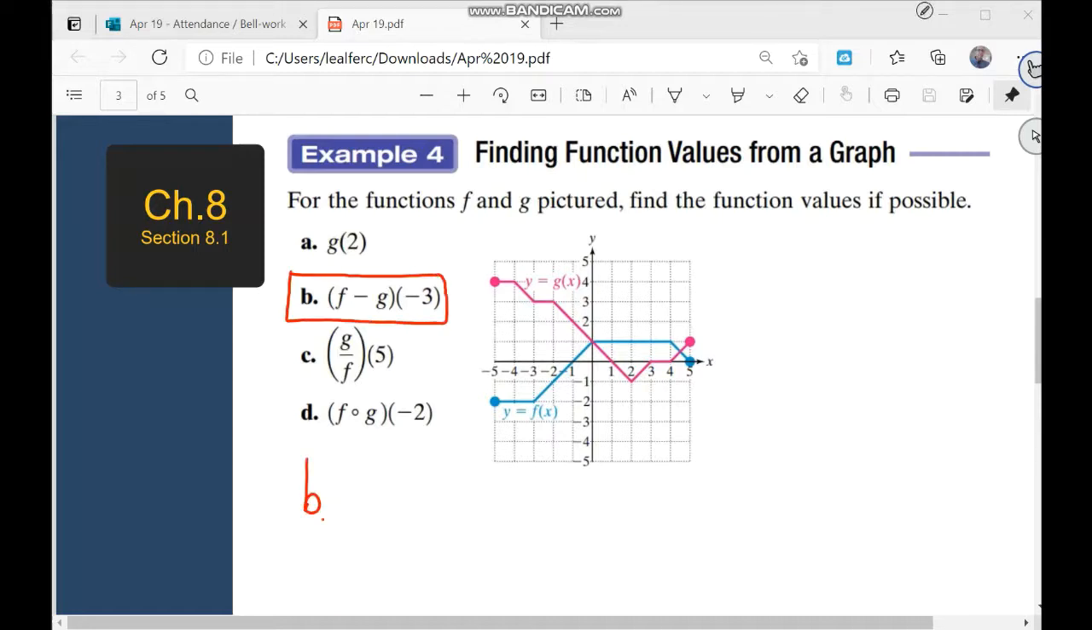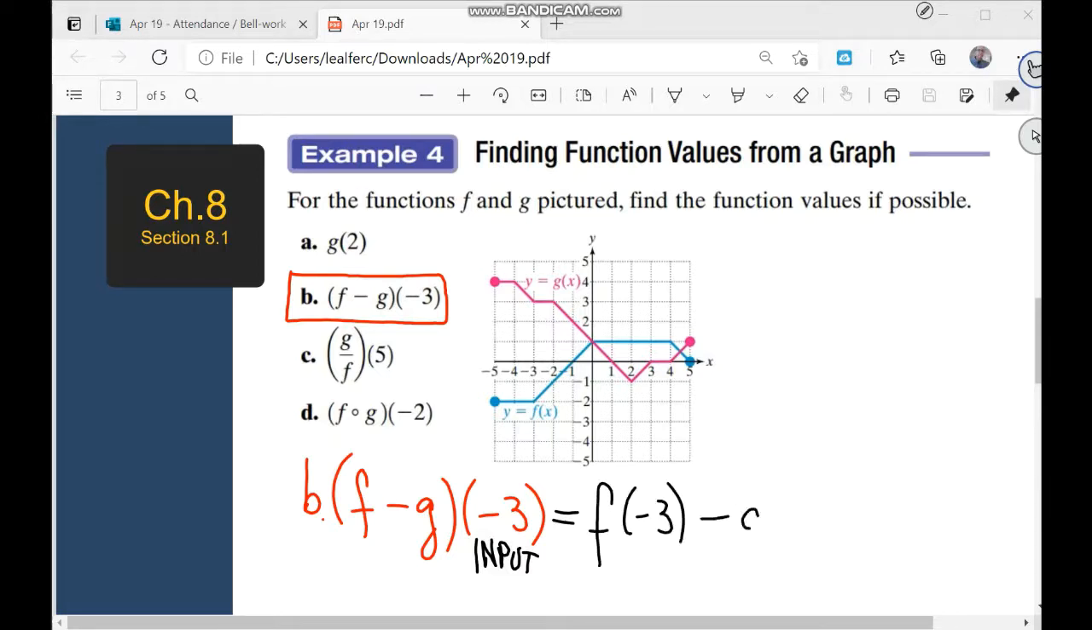Letter B, we need to evaluate f minus g of -3. So the input is -3. X equals -3, okay? And we're going to evaluate f of -3 minus g of -3. Let's start drawing the input. X equals -3 is right here. So draw a vertical line on x equals -3. This is the input. X equals -3. Nice?